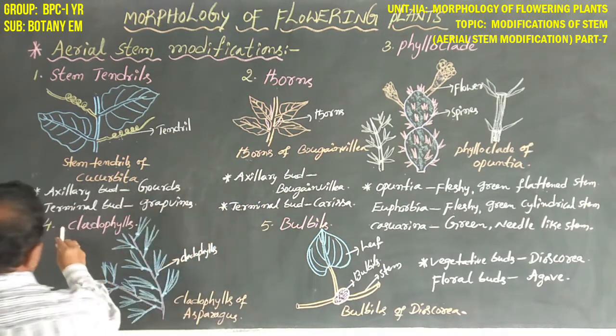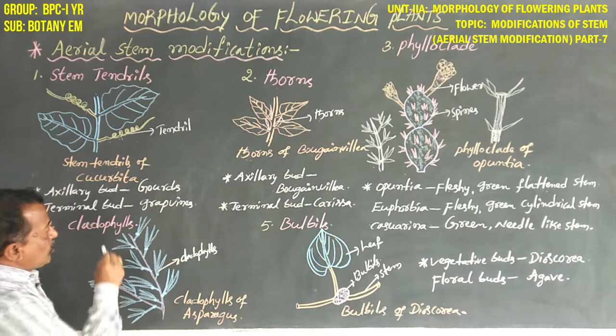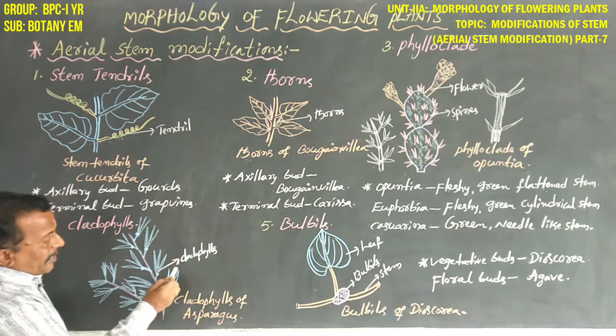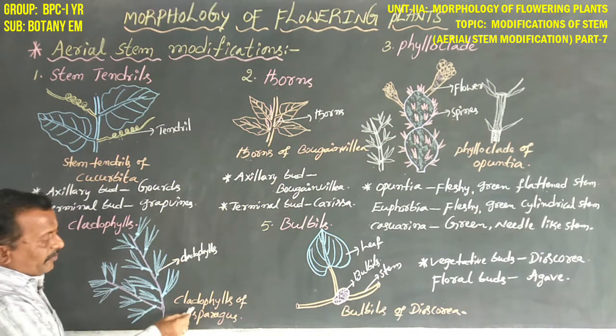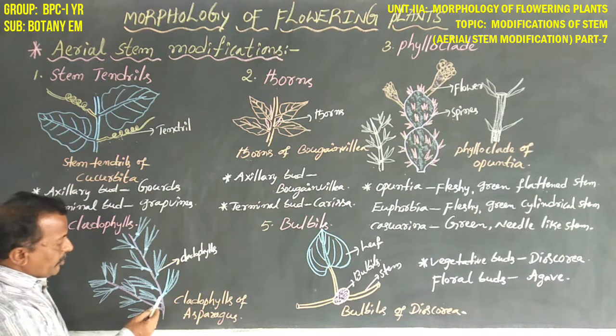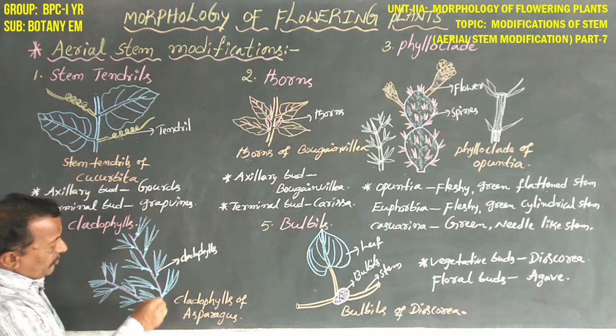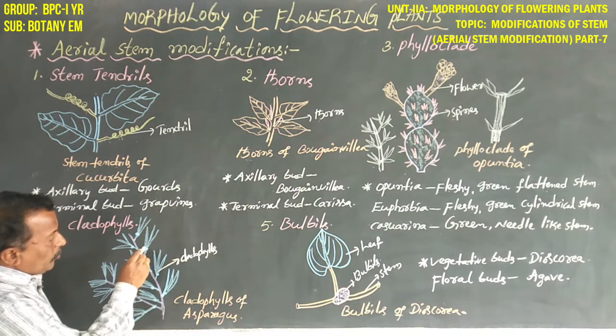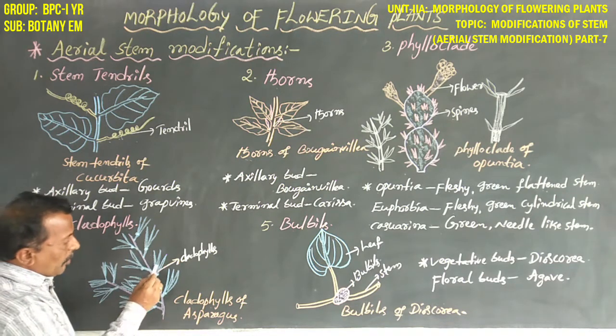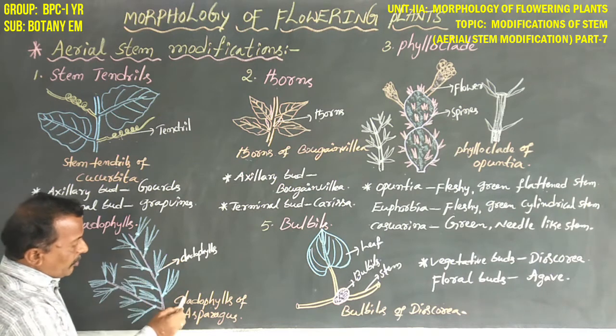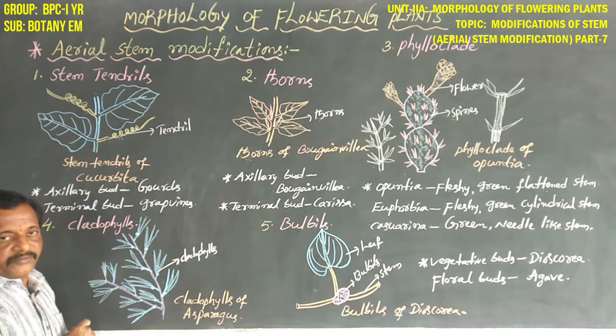Next, coming to the fourth one, cladodes. So this is a cladode of asparagus. Dear students, this is a branch, and this branch always grows for a limited time. So the branch of limited growth is called a cladode.